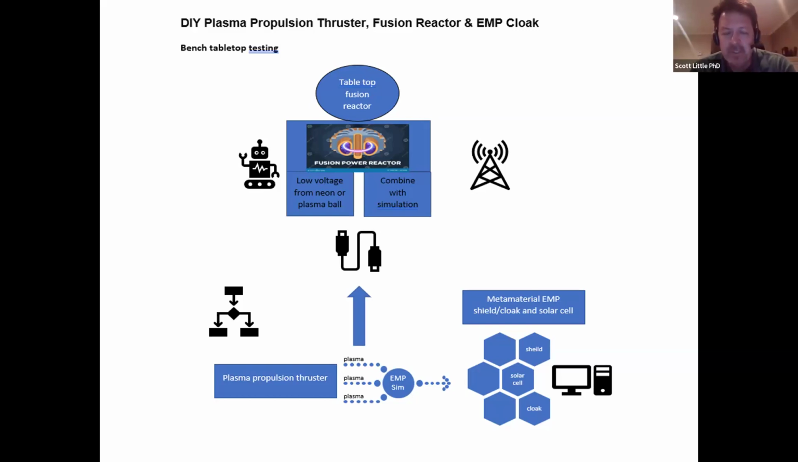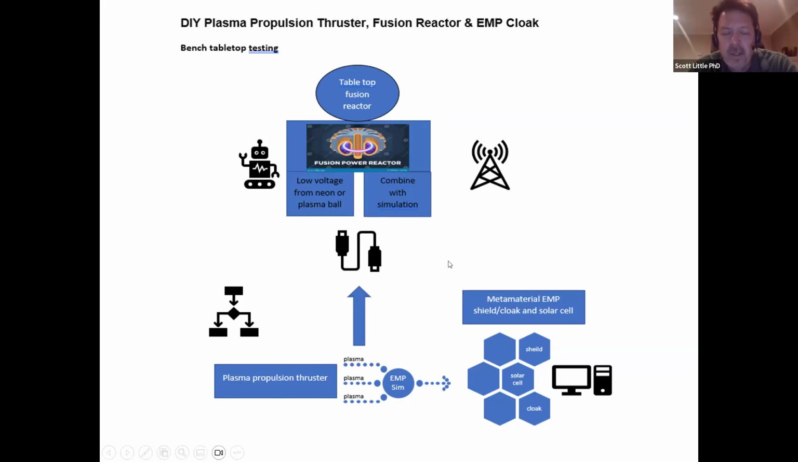And part of what I'm doing here is I'm using metamaterials to see if they'll not only shield and cloak devices, but also collect the energy from the EMP and function like solar cells collecting the energy. So it's kind of a twofold thing where they're collecting the energy and shielding and protecting at the same time. And I'm doing this as kind of a scaled down DIY tabletop version.